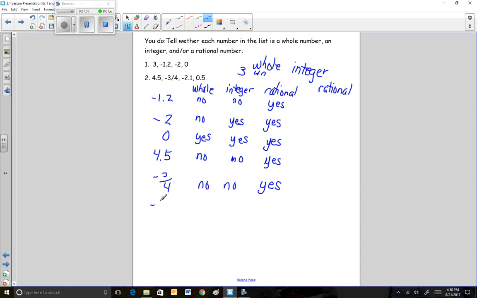And let's try negative 2.1. Is it a whole number? No. It's not a whole number. Integer? No. Even though it has a negative, it's not considered an integer unless it has like negative 2 or negative 3 or negative 4. This one has a decimal. If it has a decimal, it becomes a rational number? Sure. Because it stops at 0.1 and that would be rational. Finally, we have 0.5, and you guys should have said, is it a whole number? No. Integer? No. Rational? Yes, because it stops. All right.